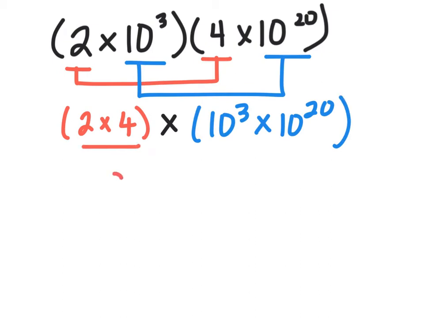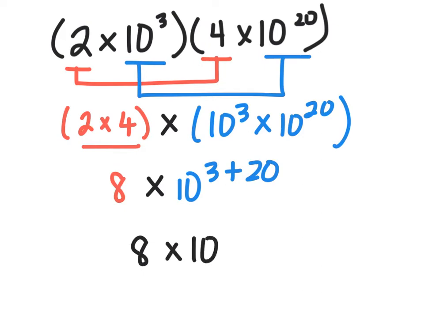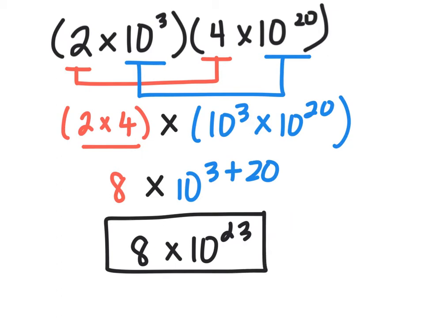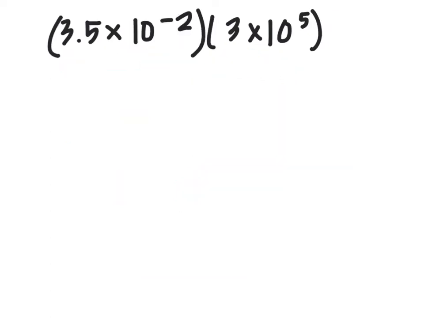2 times 4, our constants, equal 8. And then if we look at our powers, because they have the same base 10, we can go ahead and simplify by adding the exponents. So 10 to the third plus 20. Finally, we get 8 times 10 to the 23rd power. This is in scientific notation. Our first number is between 1 and 10, and our second number has a power of 10 with an integer exponent. Let's go ahead and take a look at a more advanced problem.